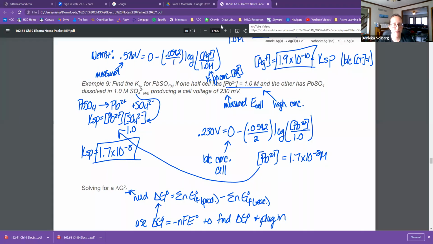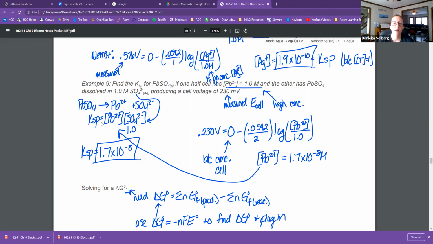Okay, so walking through this example, I wrote out my Ksp equation. This is for lead sulfate. I've got lead and sulfate. I'm trying to find the Ksp. So I'm using one cell that has lead at 1 molar. That's my high concentration of my concentration cell. And the other has PbSO4, the thing I'm trying to find the Ksp for, with 1 molar sulfate ion. So I really need to find this lead concentration that is going to be my Ksp, just like I did in the example before.